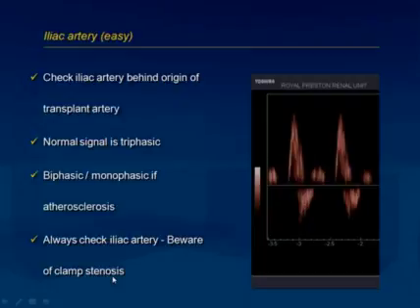The clamp stenosis is caused by the surgical clamp that the transplant surgeon applies to the iliac artery when the transplant surgery is performed. This is a predilection site for stenosis of the iliac artery. Hemodynamically, the clamp stenosis behaves like a transplant renal artery and is equally important to pick up on transplant ultrasound. Therefore, it's imperative that we always check the iliac artery.